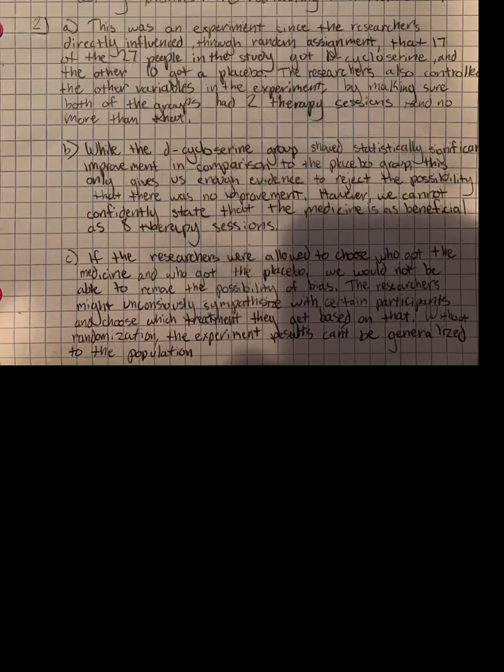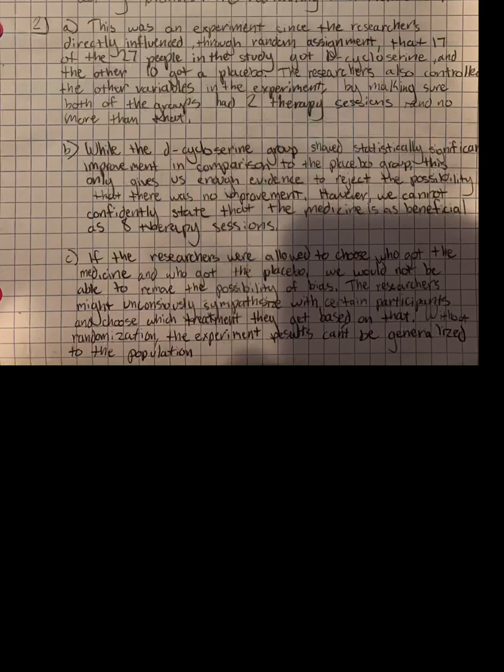So to answer this question, I said this was an experiment since the researchers directly influenced the outcome through random assignment. 17 of the 27 people in the study got D-cycloserine and the other 10 got a placebo. The researchers also controlled the other variables in the experiment by making sure both of the groups had 2 therapy sessions and no more than that.